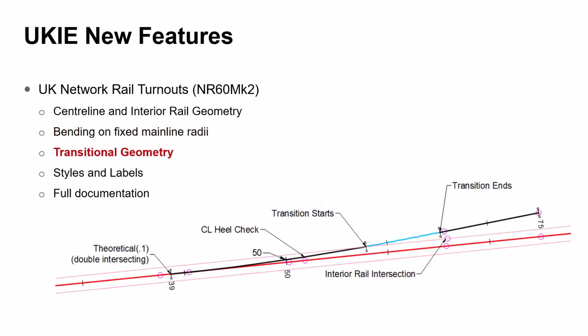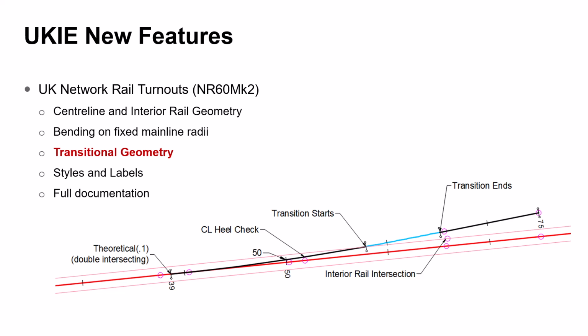On some turnouts, transitional or spiral geometry is used. This ensures that when a train traverses the turnout, the passenger experience on the train is a comfortable one. After all, you will be moving from a straight to a bend and then back to a straight again.